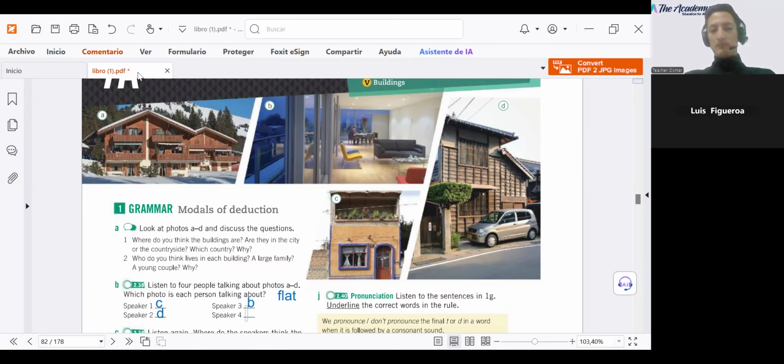4. It's a huge house, so a very big family must live there. Or maybe 2 or 3 different families. Or it might be a holiday home, because it's in the mountains somewhere. It could be Switzerland or Austria, or perhaps Slovenia, somewhere in Europe.